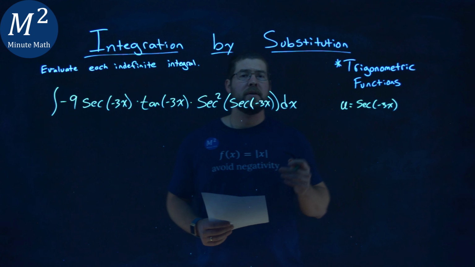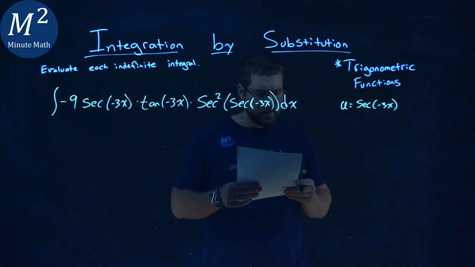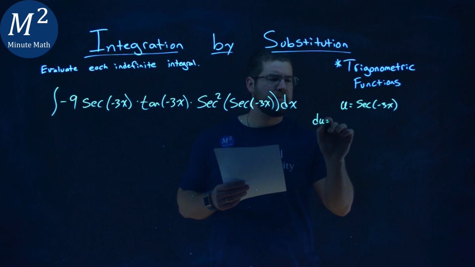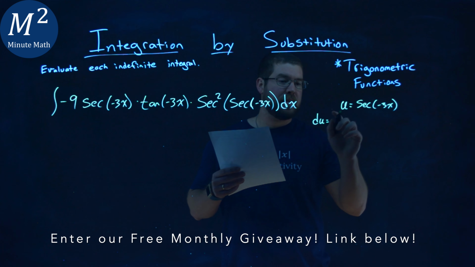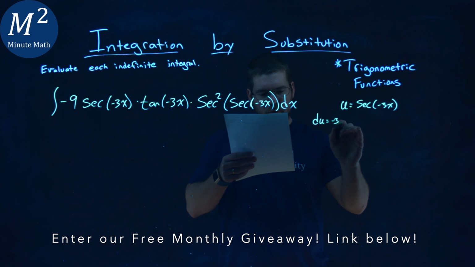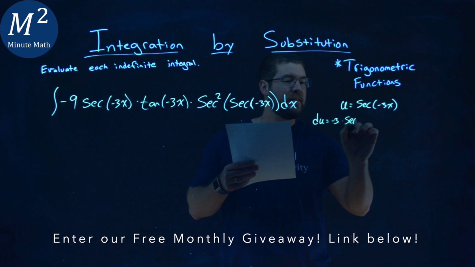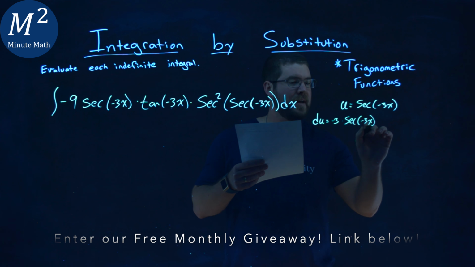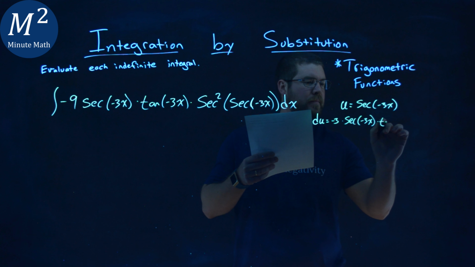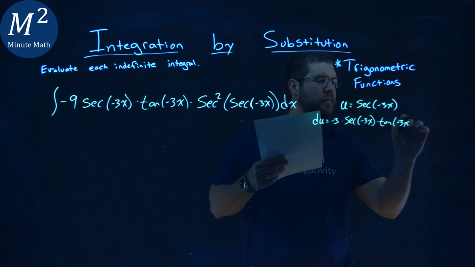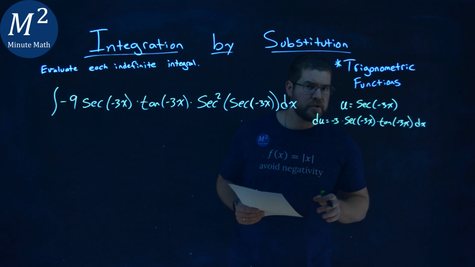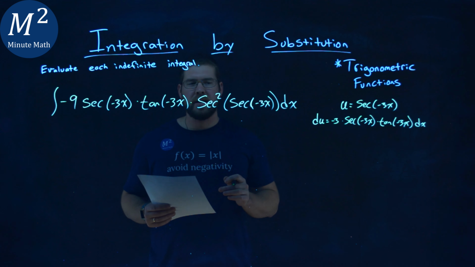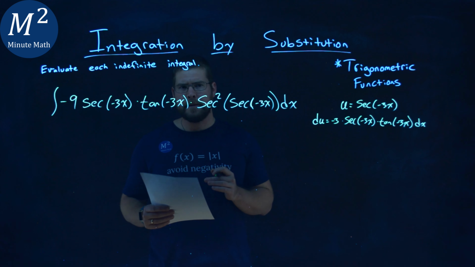So if we try with u being the secant of negative 3x, what's my du value? Well, the du value, derivative inside, will be negative 3. That's like the u prime. Then we multiply that by the secant of negative 3x times the tangent of negative 3x dx. That is a fairly large du, but it actually lines up pretty good for what we need.